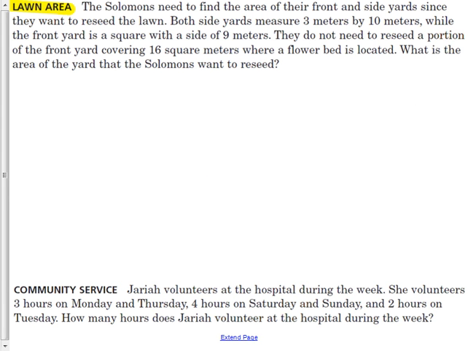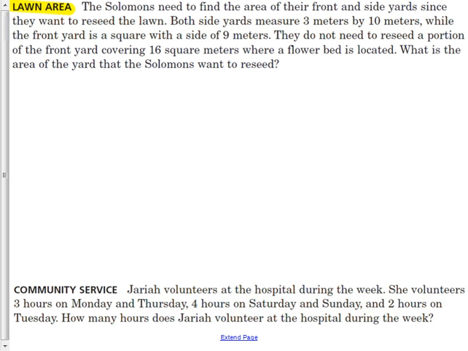This can help you out with breaking long word problems like this lawn area problem into several small steps. Let's look at this. It says the Solomons need to find the area of their front and side yards since they want to reseed the lawn. Both side yards measure 3 meters by 10 meters, while the front yard is a square with a side of 9 meters. They do not need to reseed a portion of the front yard covering 16 square meters where a flower bed is located. What is the area of the yard that the Solomons want to reseed?